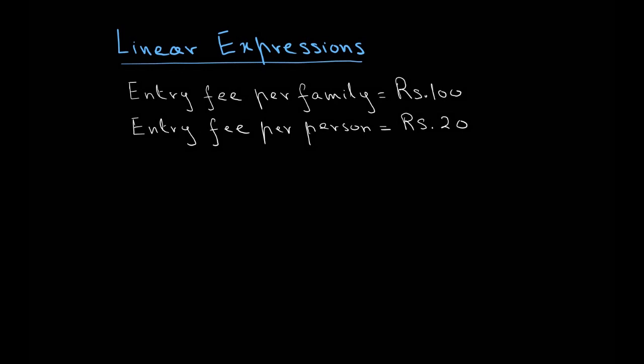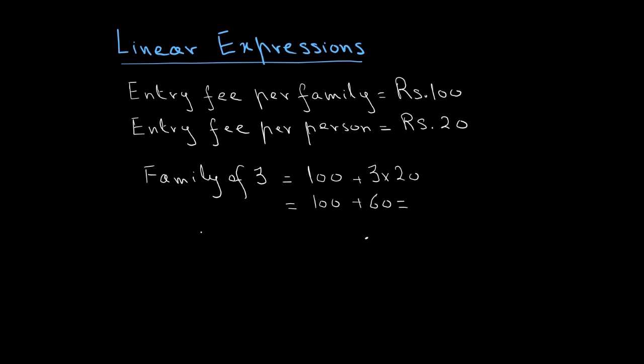If there are three people in the family, the total cost would, well, first you have a family, so you have to pay 100 rupees in any case. And then there are three people, each person has to pay a cost of 20 rupees. So the total cost is going to be 100 plus 60, which is 160 rupees, right? I just want to clarify what I mean by this.